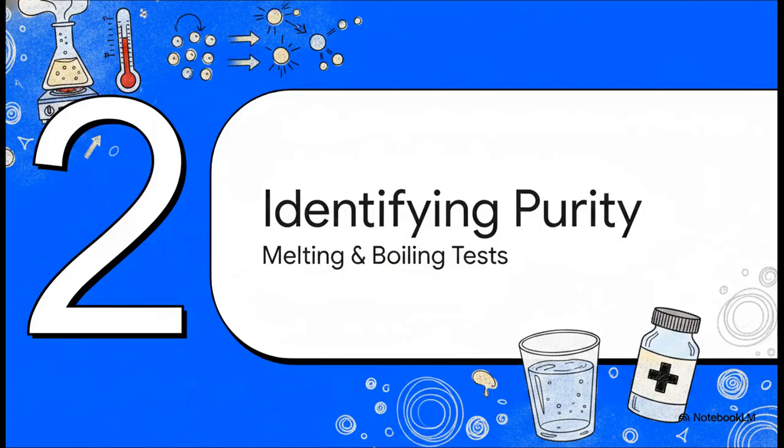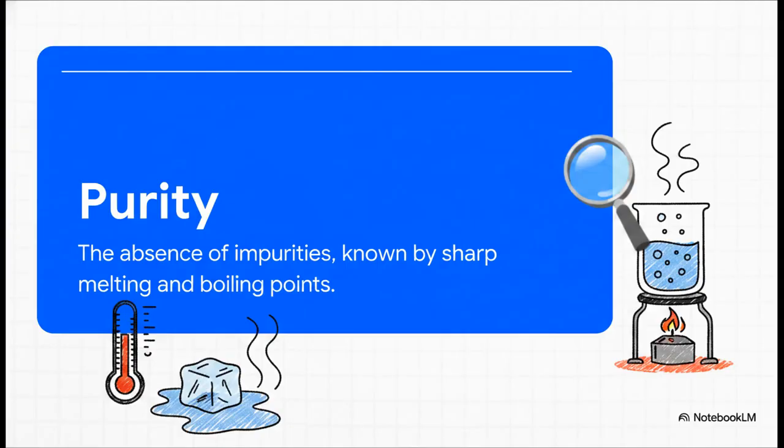Next up, identifying pure substances using the melting and boiling point test. This is incredibly important in the real world. We absolutely need to know that the water we drink and the medicines we take are free of contaminants. Scientifically speaking, purity refers strictly to the complete absence of impurities in a substance. But how do we test for that?